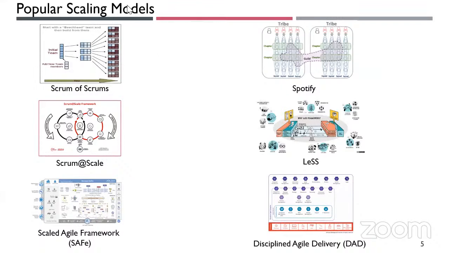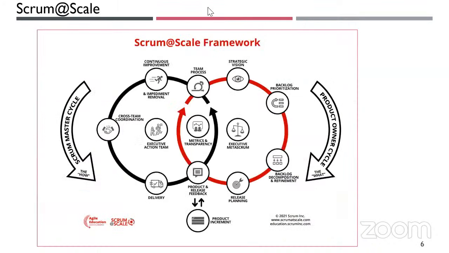Okay, great. So let us move ahead and discuss very briefly a few of these models. One of the prominent models is the Scrum at Scale framework, which comes from Scrum Inc. The concept is similar: just like you have implemented Agile at a team level, you will be implementing Agile at a program level and at a portfolio level. That's the concept on which it is based.